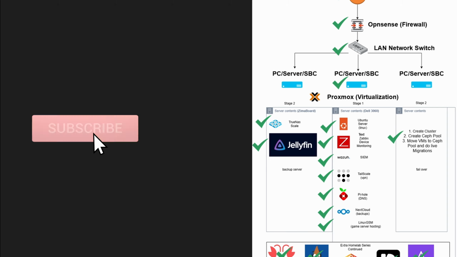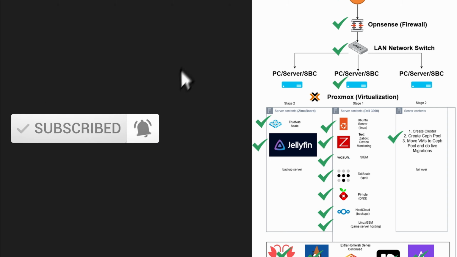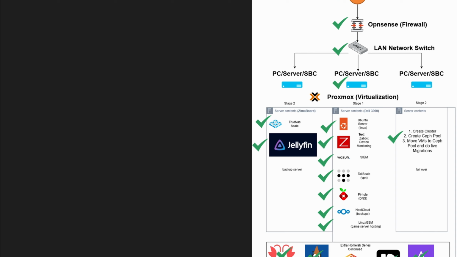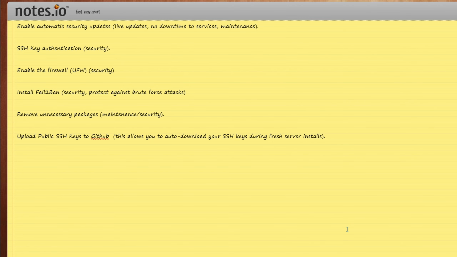But if you are new here, this is a standalone video, but this video is a part of our series on how to set up a Homelab, which you're seeing on the screen right now. And in this video, we're going to be covering Linux hardening in a 6-video series because I wanted to keep these videos nice and short for you. But we are going to cover within the next 6 videos how to enable automatic security updates, SSH key authentication, enabling the firewall, installing Fail2Ban, removing unnecessary packages, and uploading your public SSH keys to GitHub.